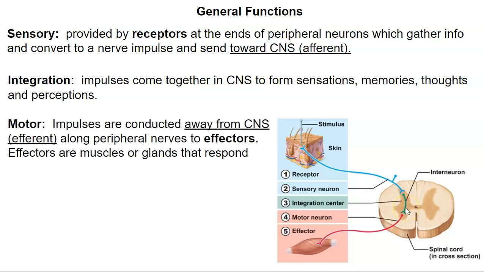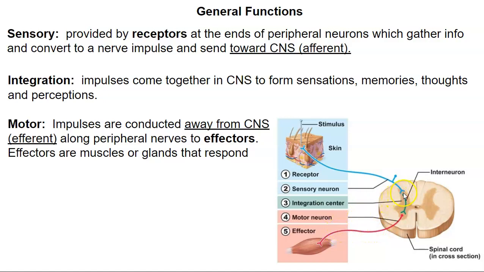And then we have the motor division, or the motor function. That's when impulses are conducted away from the central nervous system. We call that efferent. So we have afferent, which is towards the central nervous system, and efferent, which is away from the central nervous system. So this would be the sensory neuron. This would be the interneuron in green, and then this pink one is the motor neuron.